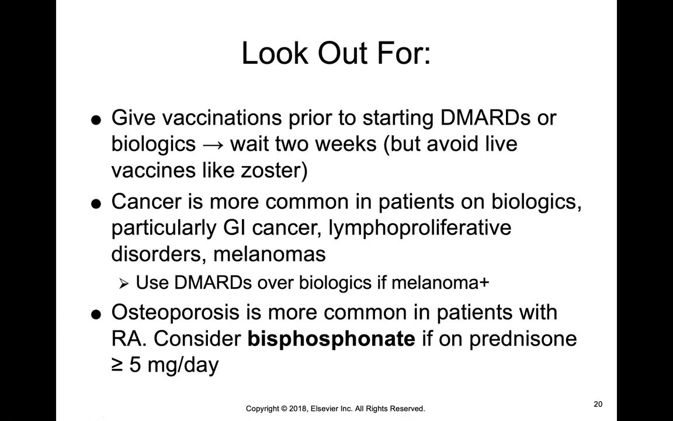Cancer is more common in patients who are on the biologics, particularly GI cancer, some lymphoproliferative disorders, and melanomas. And so if you are melanoma positive, or actually if you have any of these conditions, it might be worthwhile to look at the non-biologic DMARDs instead of the biologic DMARDs if you can tolerate it. And osteoporosis is more common in patients with rheumatoid arthritis, and you'll want to consider a bisphosphonate, especially if you're going to be taking steroids for a prolonged period of time.